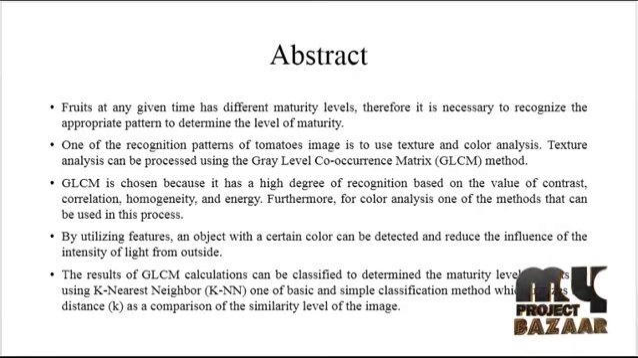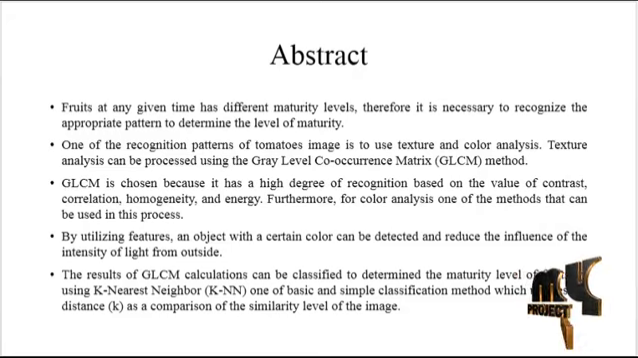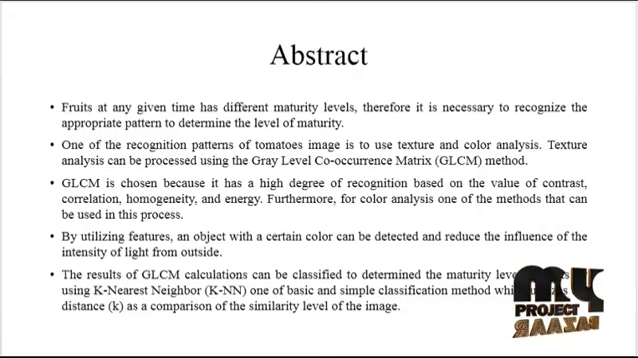One of the recognition patterns for tomatoes or any other fruits and vegetables in an image is to use texture and color analysis. Texture analysis can be performed using the Gray Level Co-occurrence Matrix, that is the GLCM algorithm. GLCM is chosen because it gives a higher degree of recognition based on the values of contrast, correlation, homogeneity, energy, entropy, and some other features.